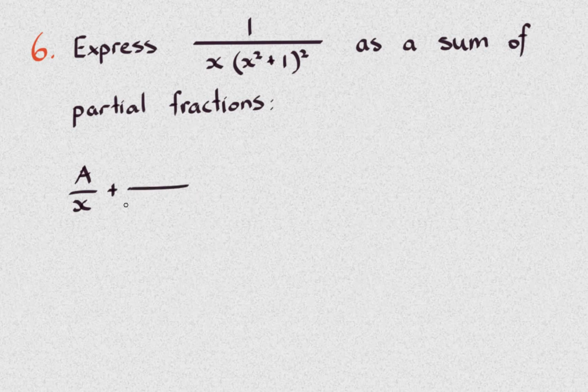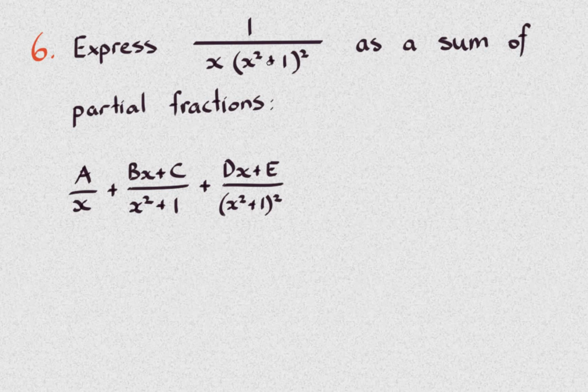Then our second partial fraction has x squared plus 1 in its denominator, but because it's quadratic, we need to have a linear numerator. And then we have x squared plus 1 again, but it's all squared. And this will be another linear numerator. So let's go ahead and multiply everything by what we see on the denominator of the original fraction.